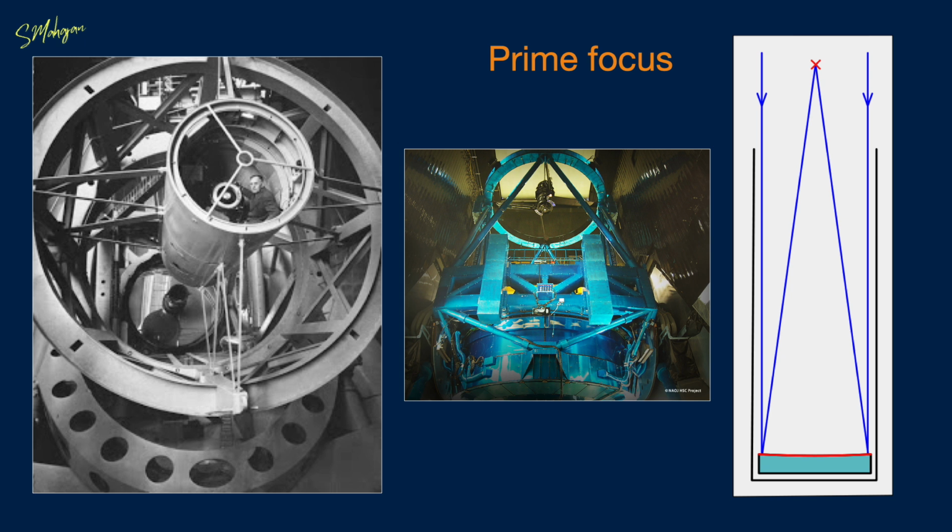As the name suggests, in case of the prime focus reflector, the image forms at the focus some distance away from the primary mirror. Although now CCD cameras are placed at this focus to record the image taken by the telescope, that was not always the case. In the image on the left here, for instance, you can see Edwin Hubble sitting at the prime focus inside the telescope to see the image taken by the telescope.